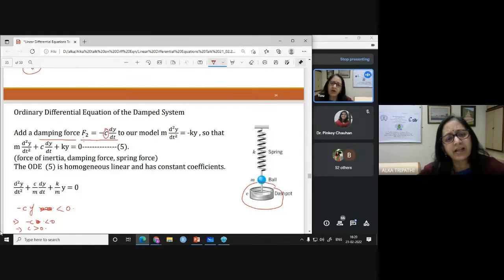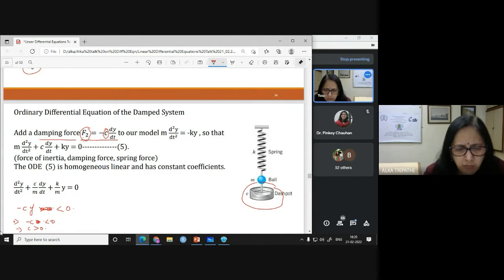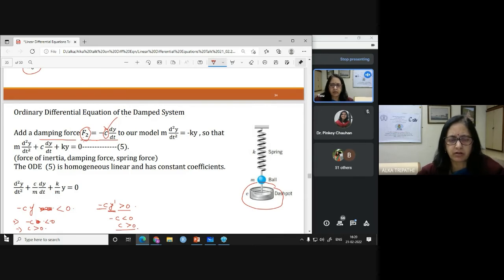Now suppose y dash is negative, or you can say the ball is going upwards. In that case, what will happen? F2 will be positive. F2 positive means minus c y dash is greater than 0. Now you know that y dash we have considered here is negative. That means minus c should also be negative, then only it will be greater than 0, which gives me c greater than 0. So this damping constant c is always positive.